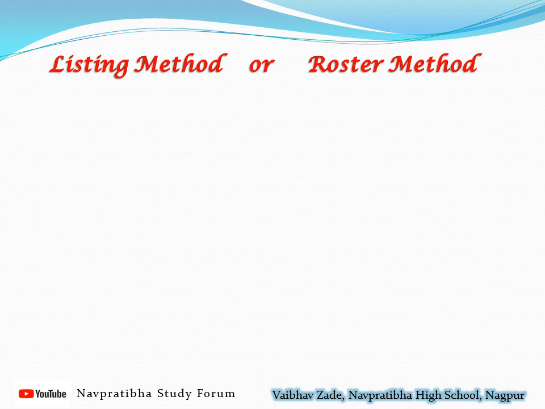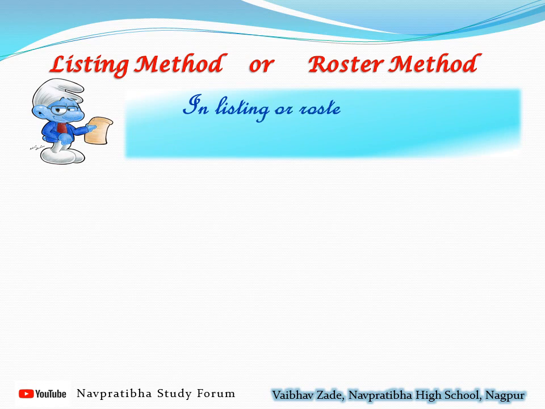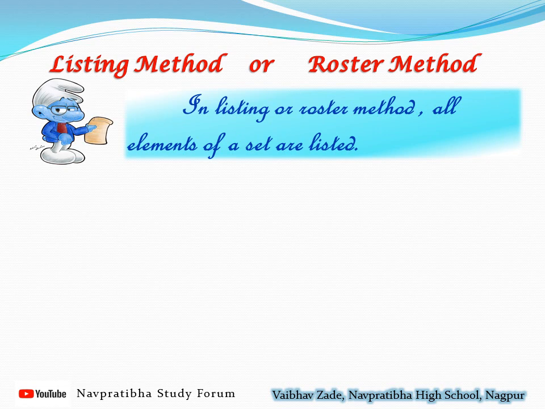As the name suggests, the listing method or roster method. In the listing method, all elements of a set are listed. Let's see an example. If you want to purchase some groceries, what will you do? You first make a list of all the stuff you want to purchase and write it down on a sheet of paper. In the same manner, in the listing method, we make a list of all elements of the set.